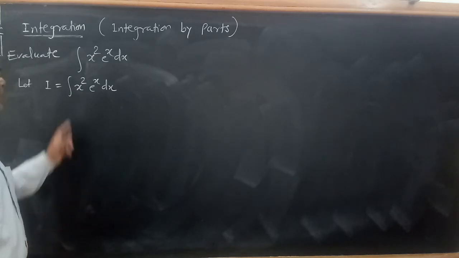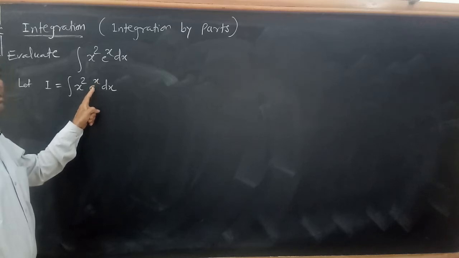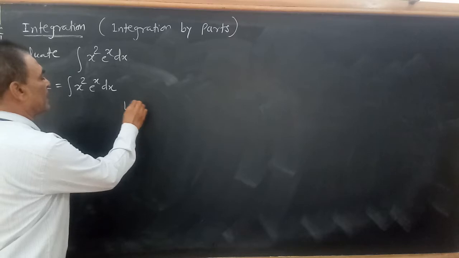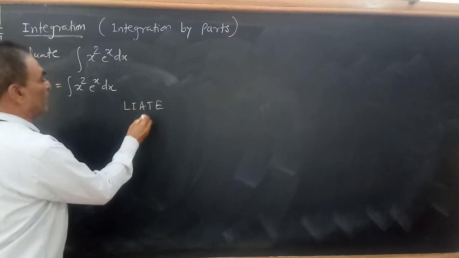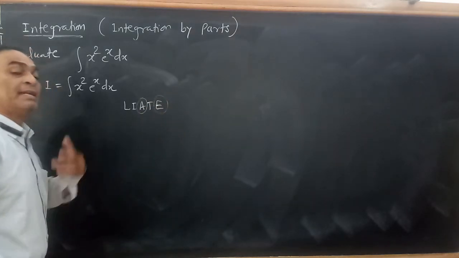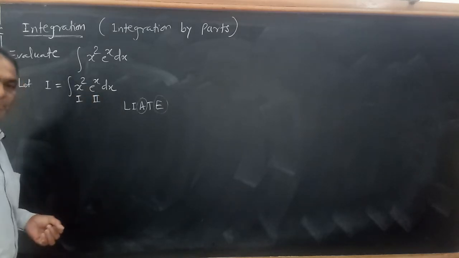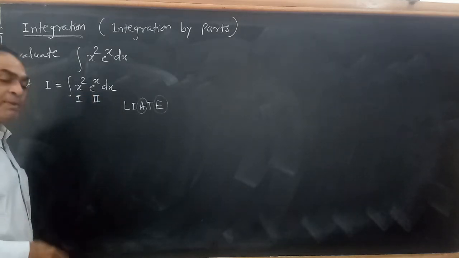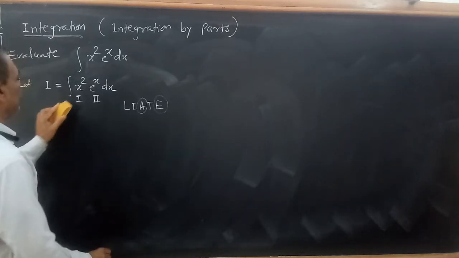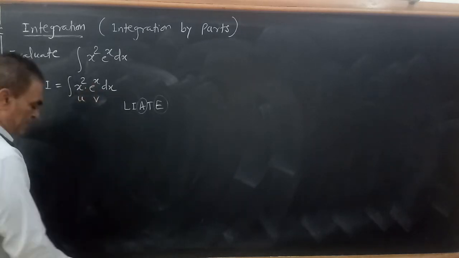Here, x square is nothing but an algebraic function, and e raised to x is nothing but an exponential function. In the order of letters LIATE, algebraic comes first and then exponential comes at last. Therefore, this is the first function and this is the second function. You remember integration by part rule, first or second, or you can write in this also u and v. U is the first function, v is the second function.